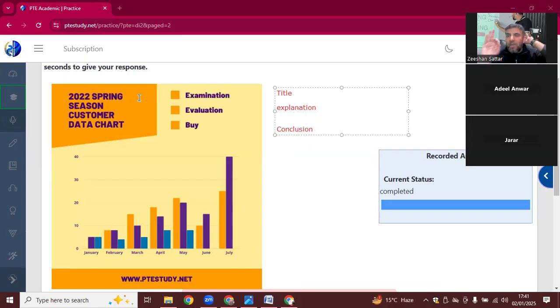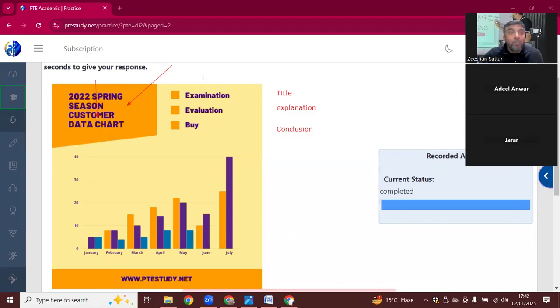Every picture normally contains a title. In 99.9% of cases, the title is there. So we first say, the picture is relating to, and then the title comes here. It is 2022 spring season customer data chart. Now let's come to the explanation. The picture is about this one.